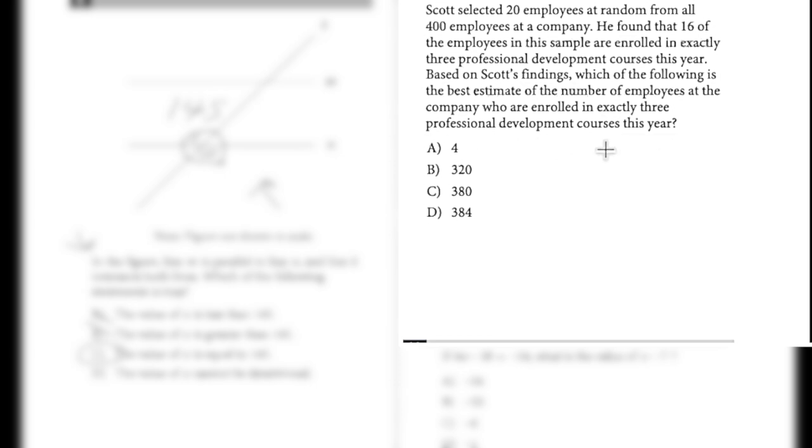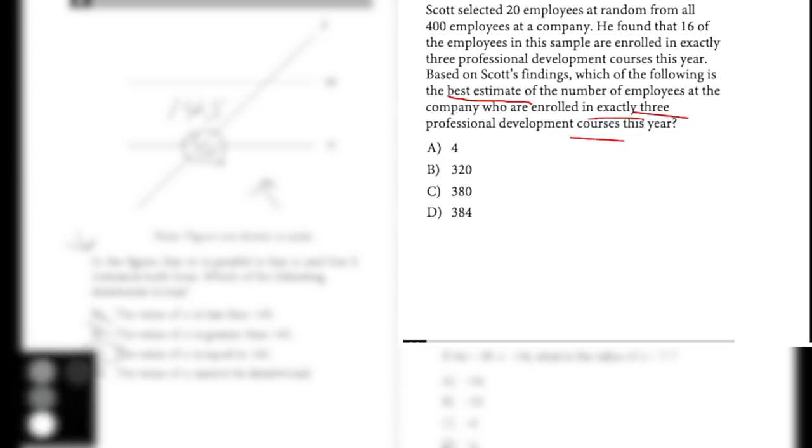Which of the following is the best estimate for the number of employees at the company who are enrolled in exactly 3 professional development courses? So 3 courses, exactly 3. And it also says best estimate, so if it's not perfect, that's fine. Now let's see what's going on. 20 employees selected at random from 400.